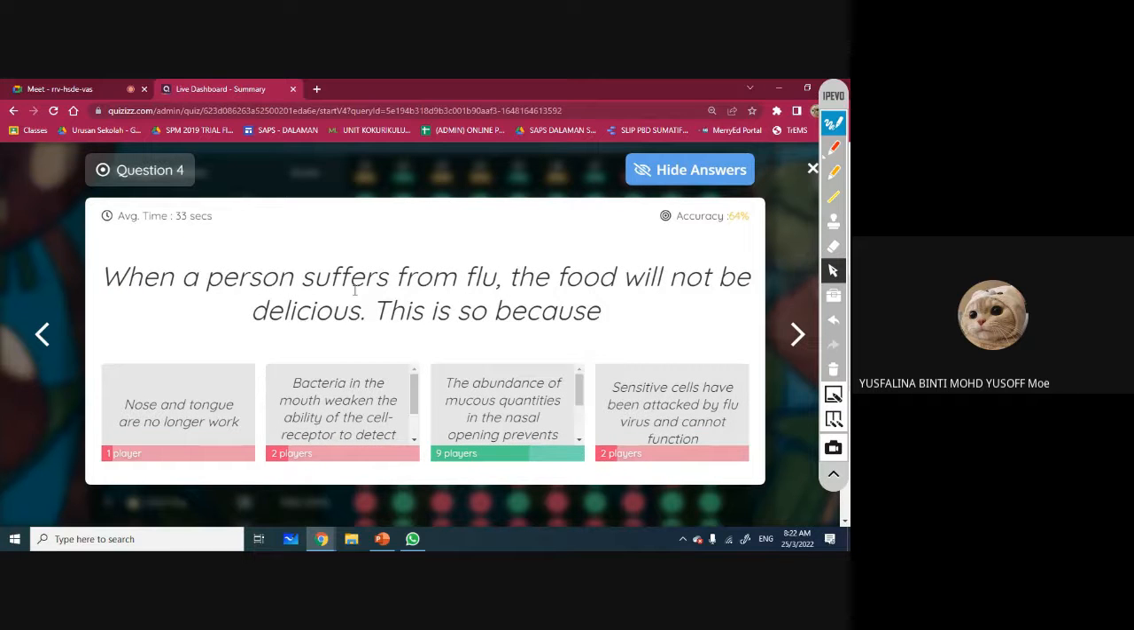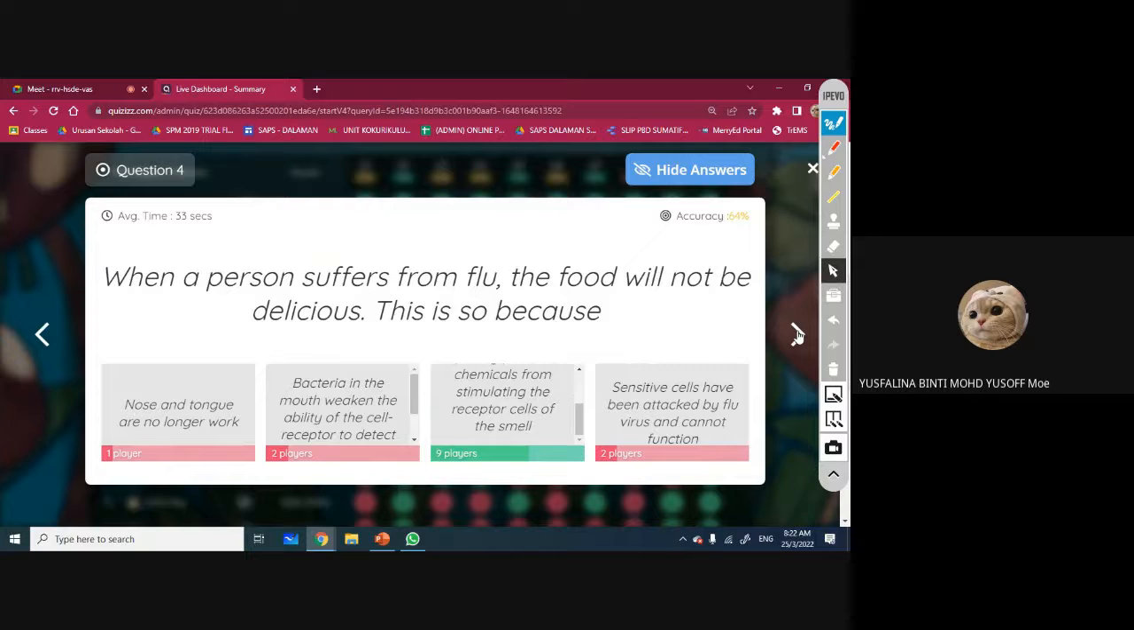When a person suffers from flu, the food will not be delicious. Remember I said, if you are having a flu, there is excess mucus, a lot of mucus. When the mucus is too thick, it covers your sensory cells for smell. Every dissolved chemical substance cannot reach the sensory cell because the mucus is too thick. So the abundance of mucus in the nasal opening prevents the chemicals from stimulating the receptor cells. This I just told you just now.